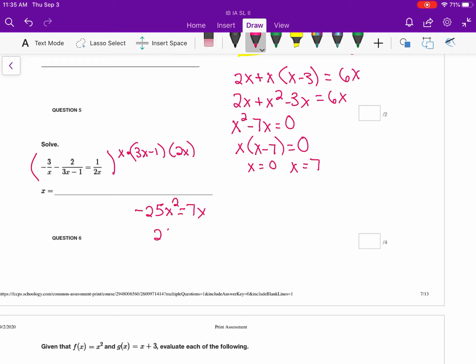Bring everything to one side, and you find that x equals 0 does not work. So when you bring everything to one side, here you have 25x squared plus 7x equals 0. So you factor out an x, and you've got 25x plus 7 equals 0. Did I mess up my signs? Let me check.